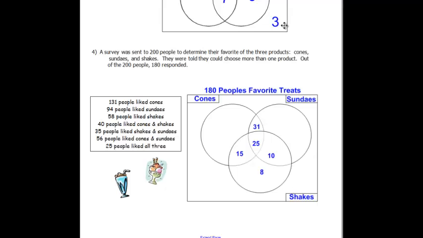So for just the sundaes, I got 28. For cones, I got 60. Then I would add up all of those numbers in the middle here. Add all these up and subtract it from 180. Okay? So if you subtract all those from 180, it's a total of 177, and you should get 3 people didn't like any. This is a complete Venn diagram, so if you're asked to create a Venn diagram, you do need to have this section out here of how many didn't like any.